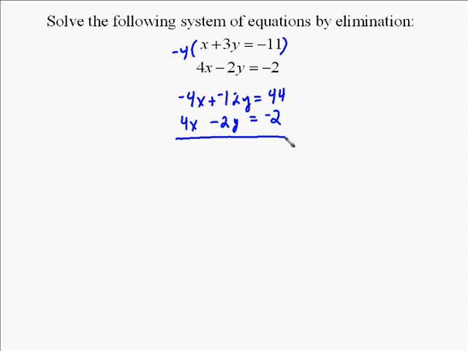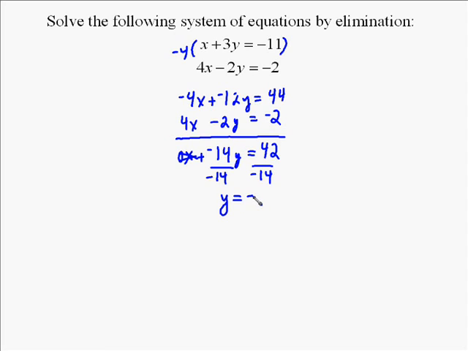That will leave us with -12y minus 2y, which is -14y. And on the right side we have 44 plus -2, which is 42. Now we divide both sides by -14, because the x went away and we're solving for y. We divide by -14, and that leaves us with y equals -3.